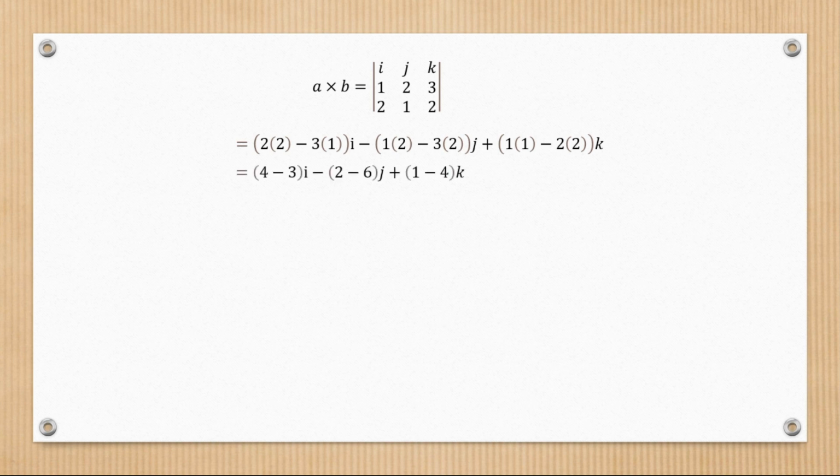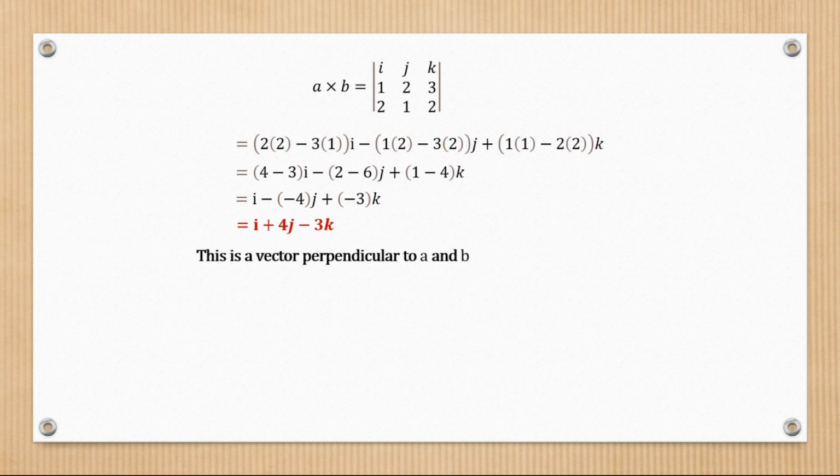So when you multiply those, we'll have (4 minus 3)i minus (2 minus 6)j plus (1 minus 4)k. So I have i minus (negative 4)j plus (negative 3)k. So open those up and I'll have i plus 4j minus 3k. So this is the vector perpendicular to A and B. The value you get from the cross product is actually that vector that is perpendicular to A and B.